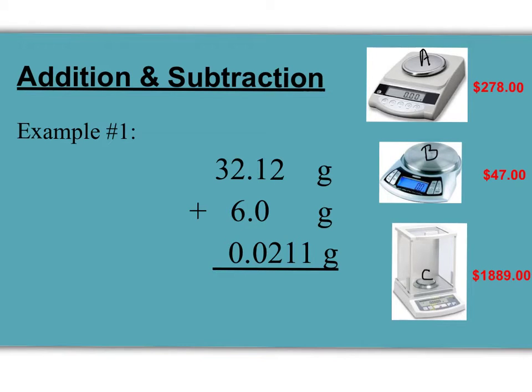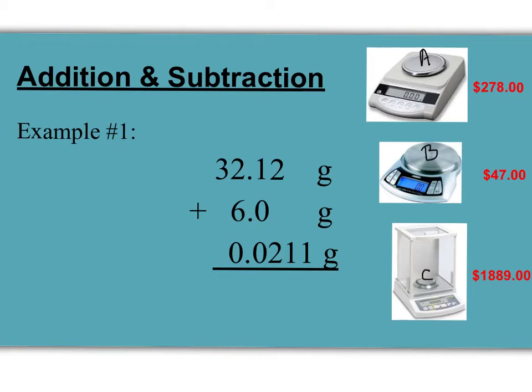Here's an example of where that calculation rule might apply. Let's say you have three different objects. I'll call them A, B, and C, and you have three different students weighing these individual objects. So one student takes object A and puts it on a balance, and it's a pretty nice balance, like a lab balance that we'd have in our classroom. This balance costs about $278, and it will record the mass of A to two places past the decimal. So he records the mass of A to be 32.12 grams.